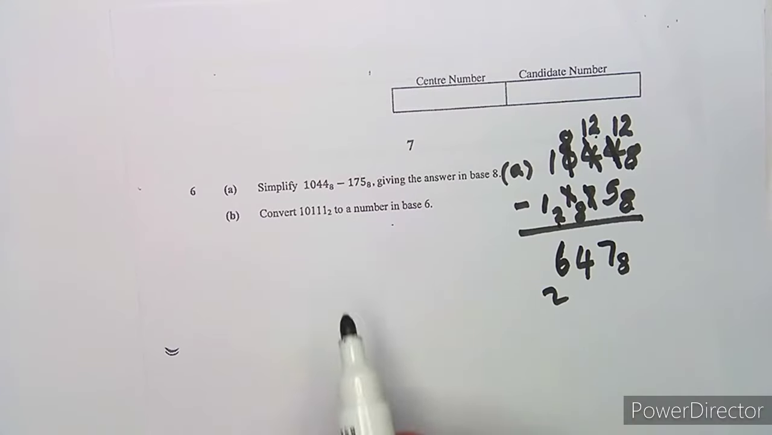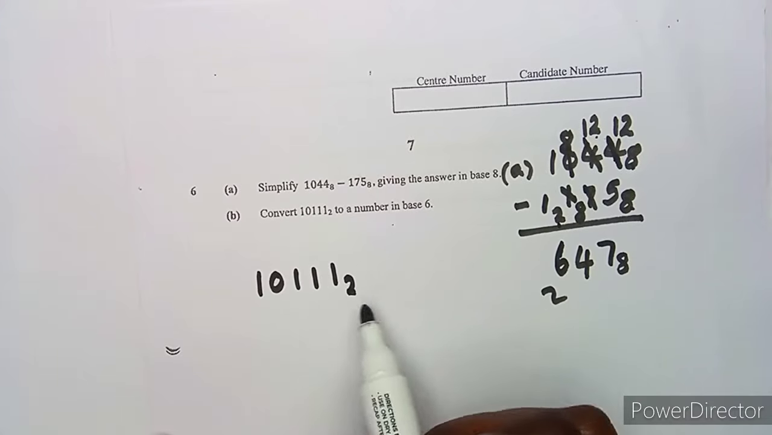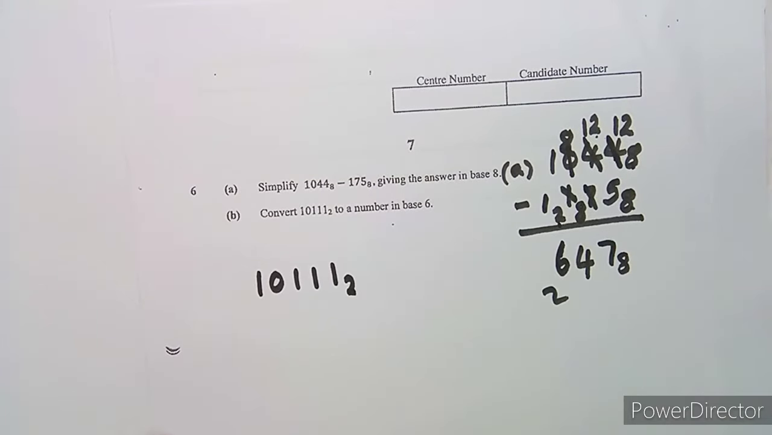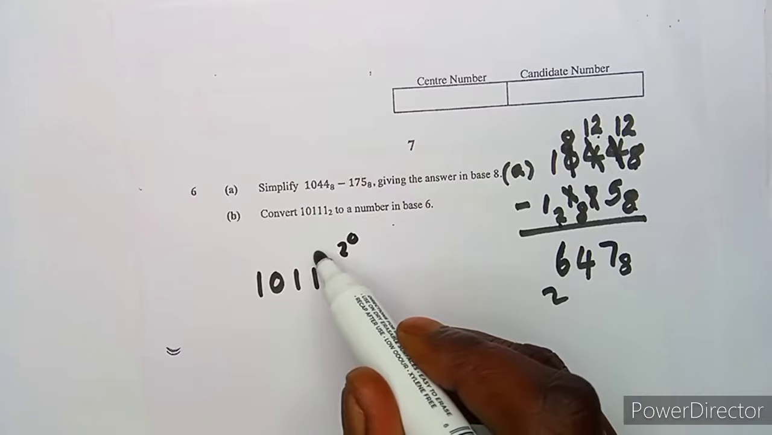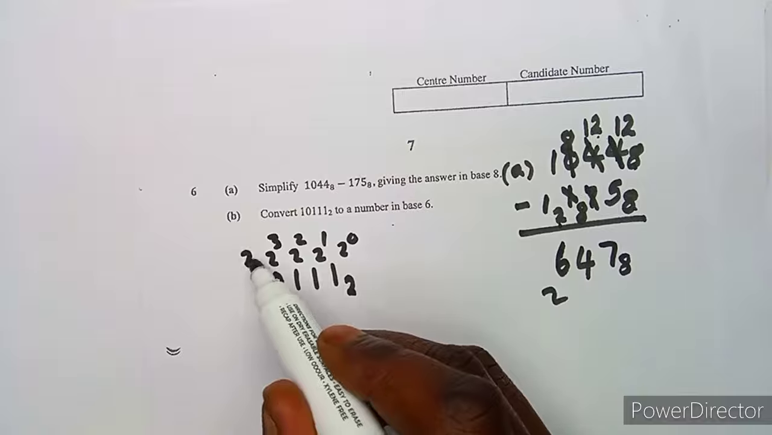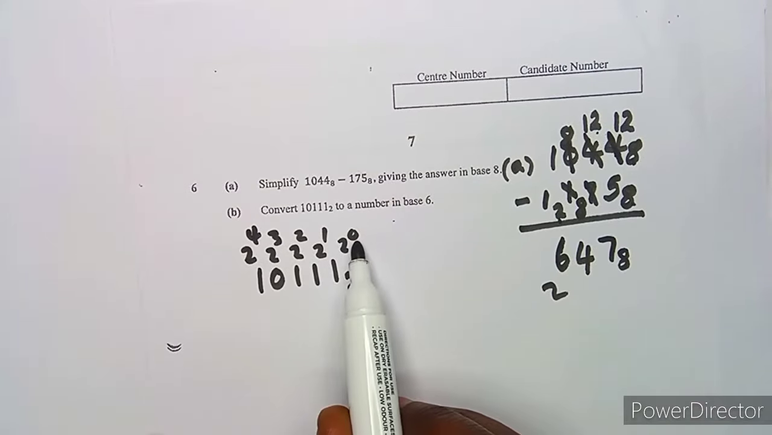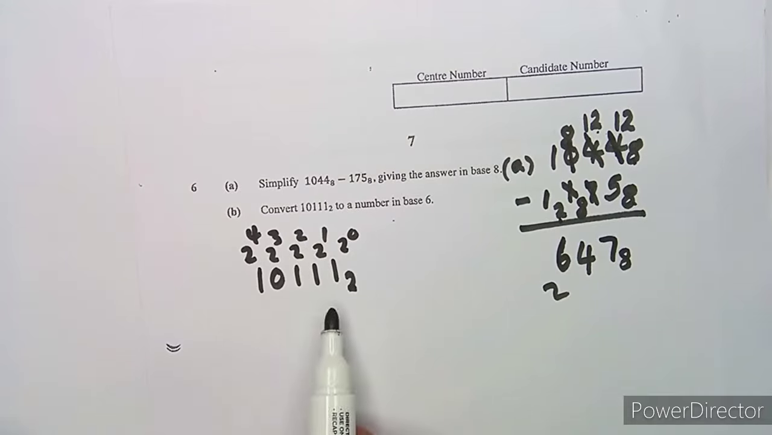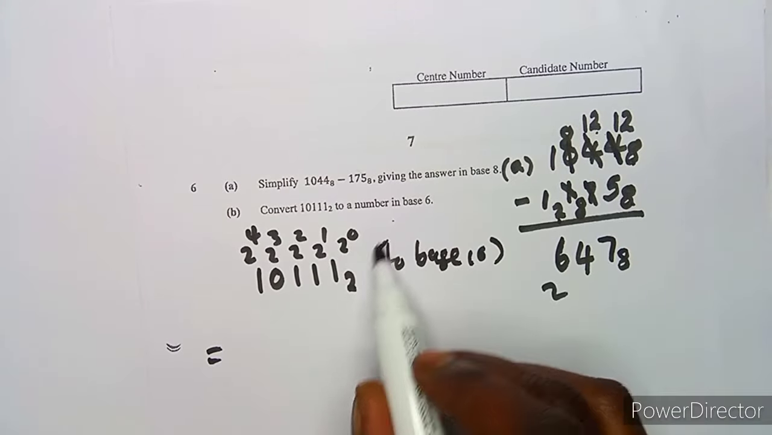And on B, we are asked to convert this number to base 6. So remember, for you to convert from any base to another base, it's easier for us to follow the base 10 concept. Yes, there are so many ways that you can do it, but it's easier to just convert this to base 10, where you raise the number in terms of its exponents, from 0 until the last digit, depending on the numbers that you are given. So we are converting to base 10 first, then we convert to base 6 later on.